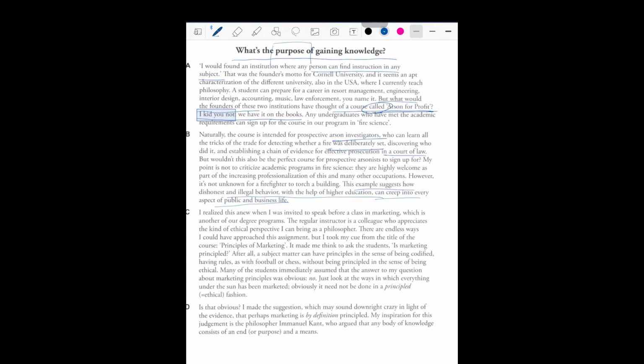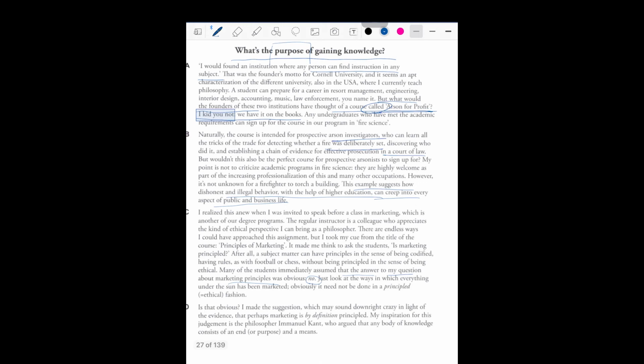Okay, let's look at paragraph C. I realized this anew when I was invited to speak before a class in marketing, which is another of our degree programs. The regular instructor is a colleague who appreciated the kind of ethical perspective I can bring as a philosopher. Okay, let's look at that. Many of the students immediately assume that the answer to my question about marketing principle is no. Everything under the sun can be marketed. Obviously, it need not be done in a principled fashion. The answer to my question. What is the question?